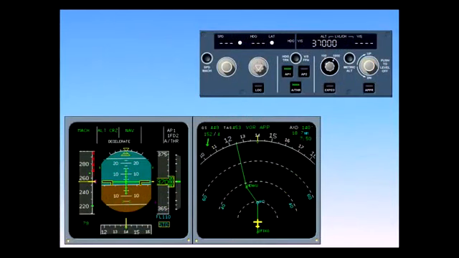ATC clears you to descend to 11,000 feet. Since you have LNAV engaged, you decide to use a VNAV descent. Push the altitude knob to initiate the descent.